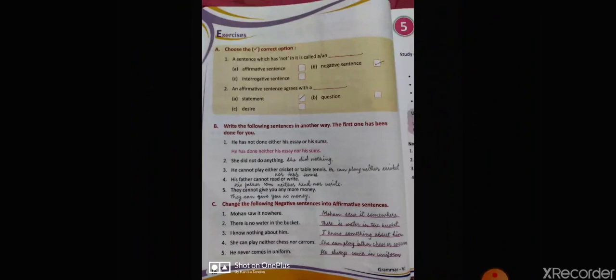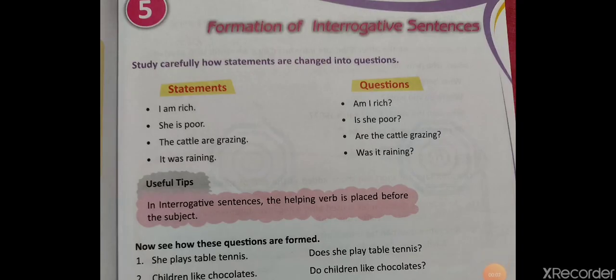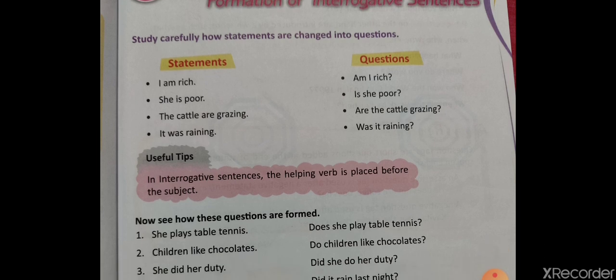Let's start with our chapter number 5, that is formation of interrogative sentences. I've already explained what interrogative sentences are, but I'm going to tell you about it once again. Interrogative sentences are those sentences which ask direct questions and always end with a question mark. In this chapter we'll study how we change an assertive or affirmative sentence into a question.